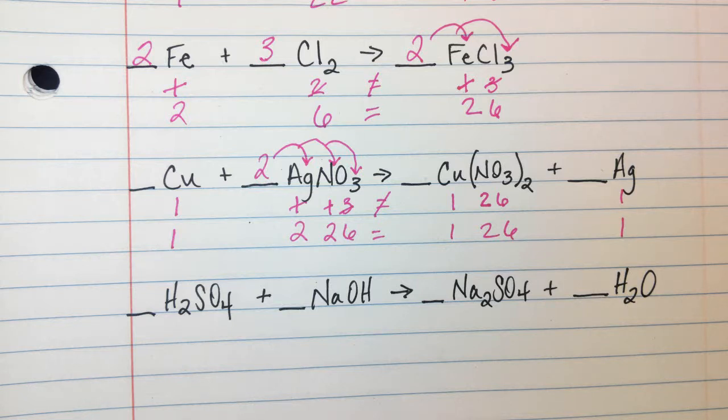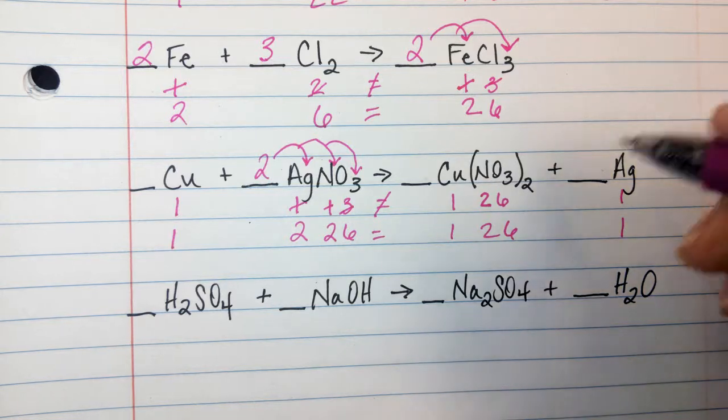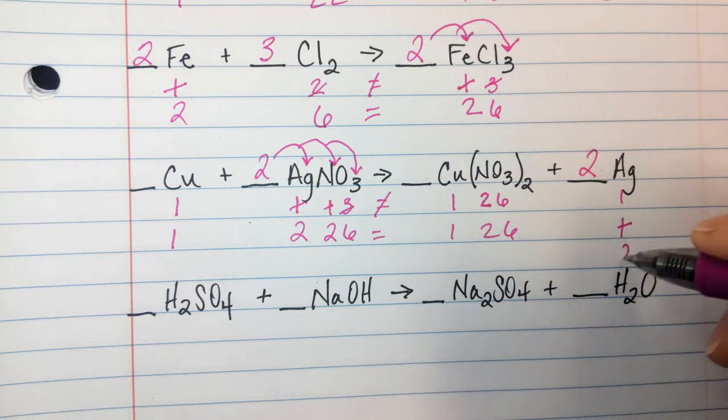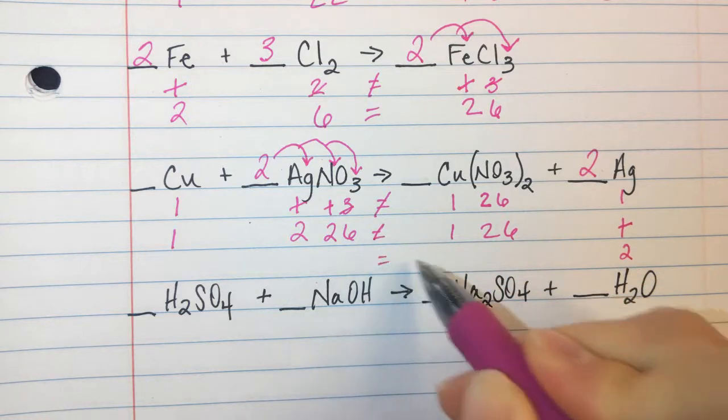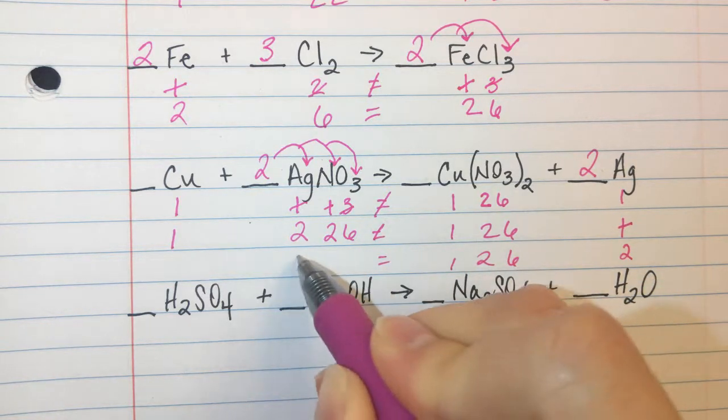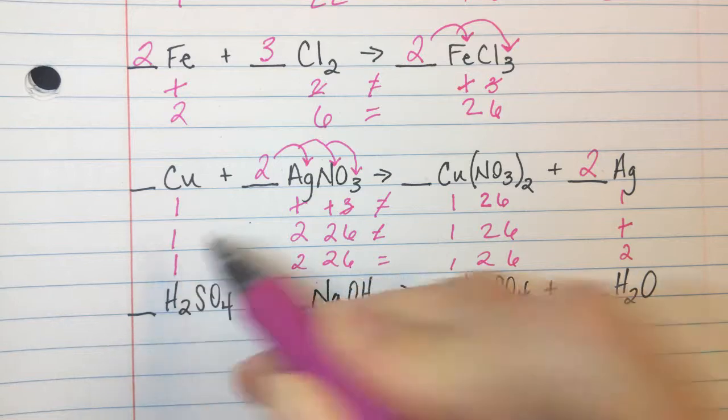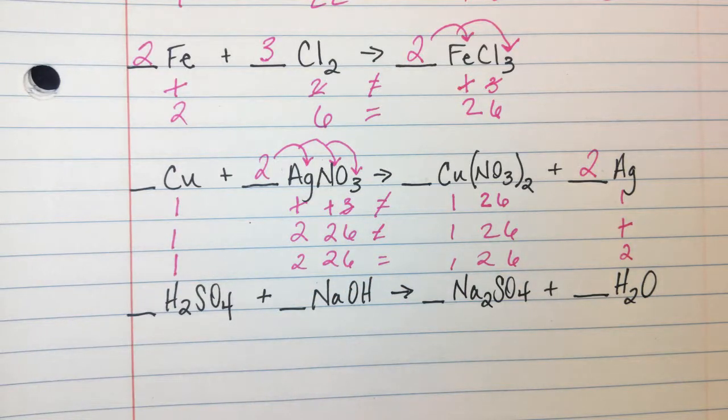I'm done? Okay, which one's Ag? What does it need? 2. Y'all, this is trial and error. If it doesn't work, you erase it and you try again with a different number. Okay?